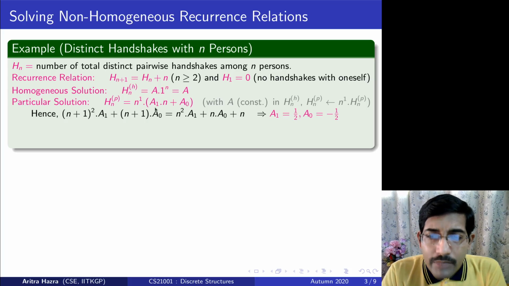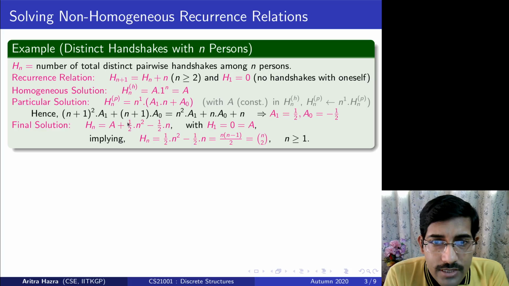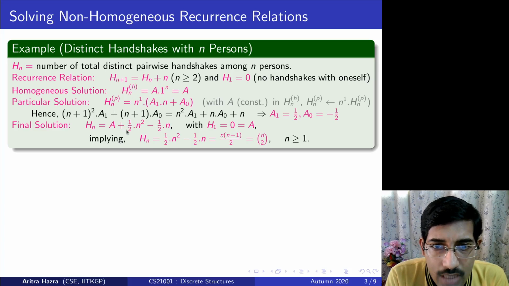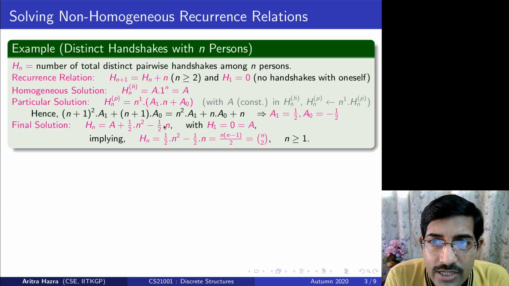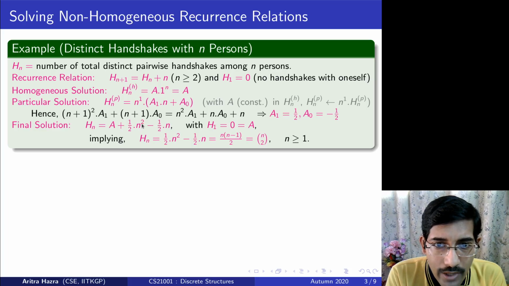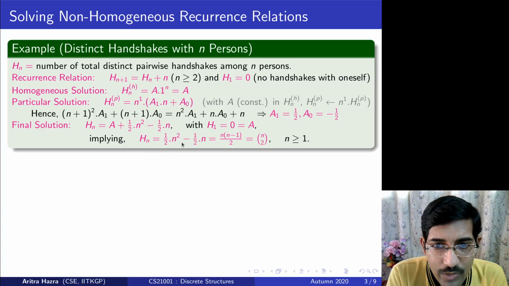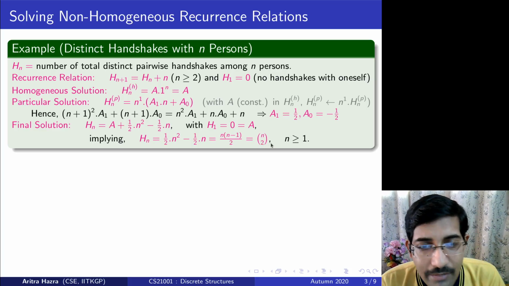Now once I get the particular solution constants, I will formulate my final solution. This is the particular solution, a1 n square plus a0 n, which is half n square minus half n, plus I have the homogeneous part as a. Now I get from the initial condition h1 equal to 0. So h1 equal to 0 means n equal to 1. If you put n equal to 1 in both, these two parts cancel. So a will be equal to 0. So my answer is half n square minus half n, which is nC2, what I predicted.